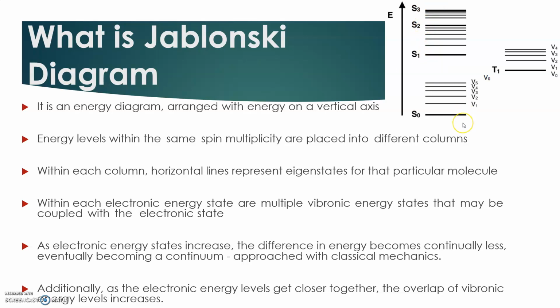What is spin multiplicity? Spin multiplicity of an energy level is defined as 2s plus 1, where s is the total spin angular momentum. The multiplicities 1, 2, 3, 4, 5 are called as singlet, doublet, triplet, quartet and quintet respectively. So this is the foundation of a Jablonski diagram.